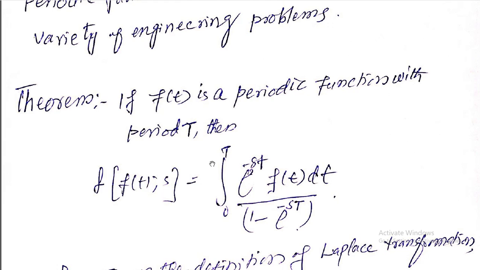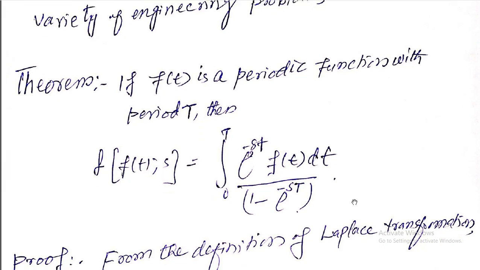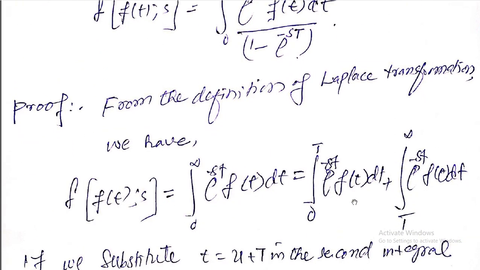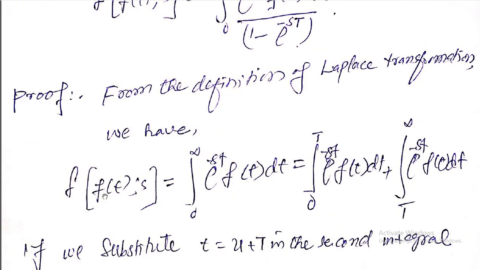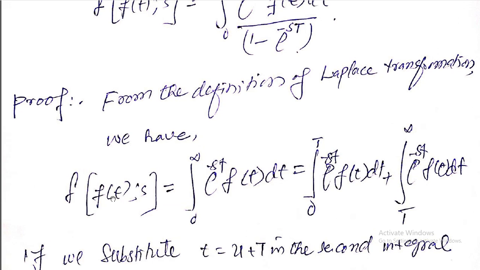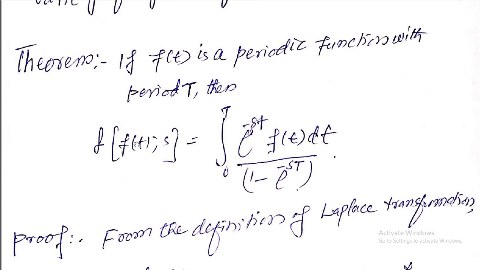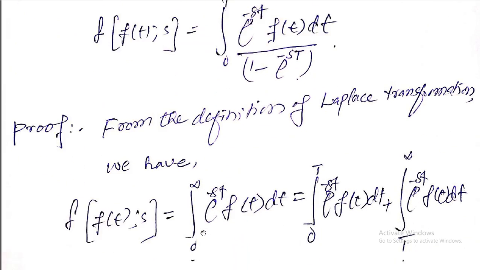You can write this here as 1 by 1 minus e power minus sT, because it is constant with respect to t, so there is no need to write it inside the integral; you can take it out. From the definition of Laplace transformation, we are now going to prove that the Laplace transform of a periodic function is of this form. So let me prove this.